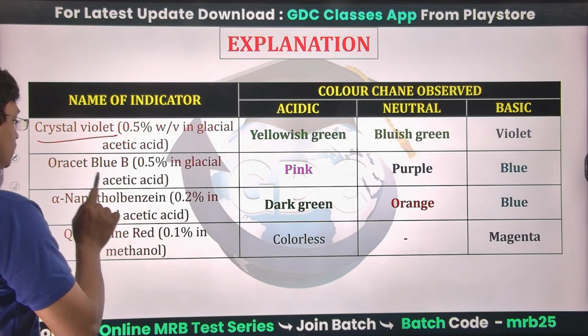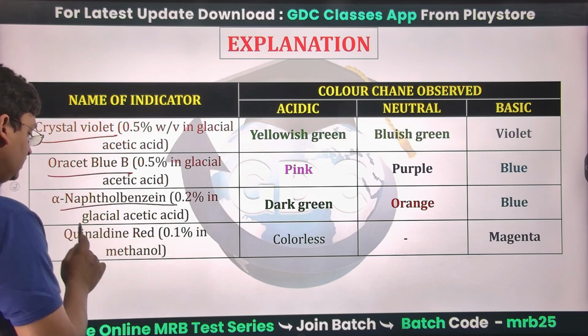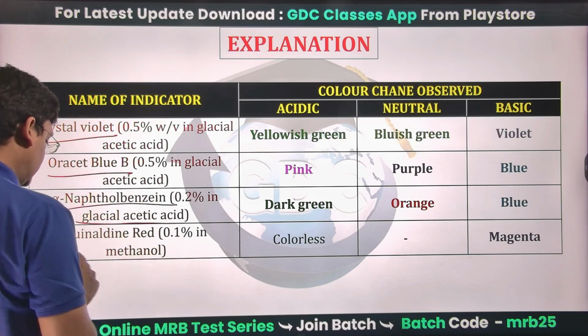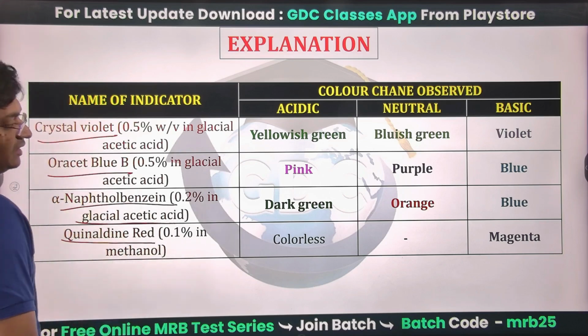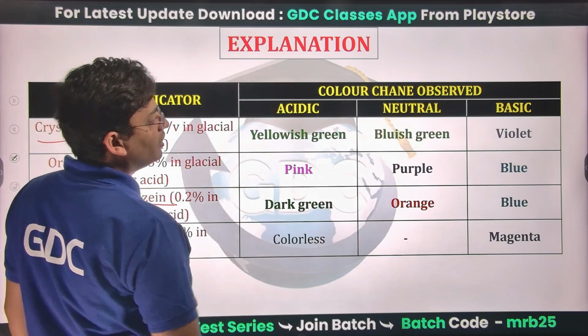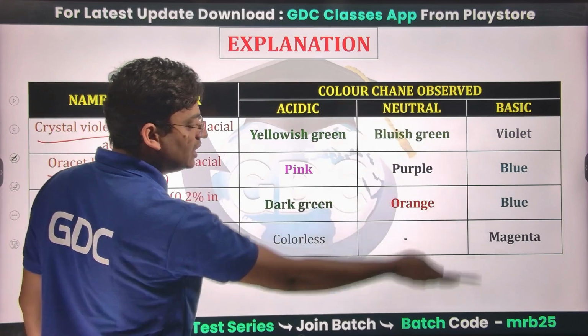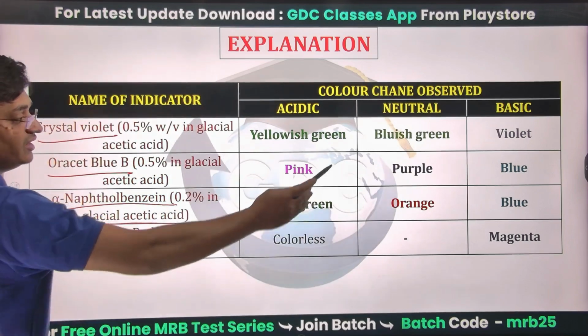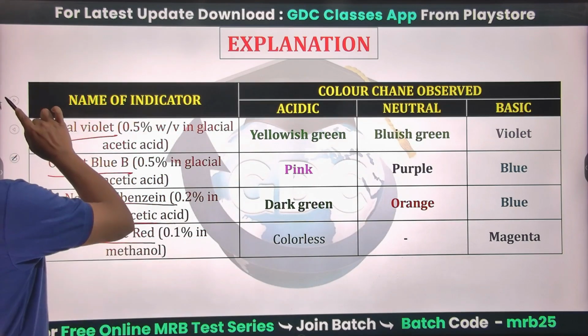So crystal violet, orthacid blue, alpha naphtholbenzein, and quinaldine red will all be having these kinds of reactions. And in acid-base reactions, you can see the different color changes, which are also given in that table.